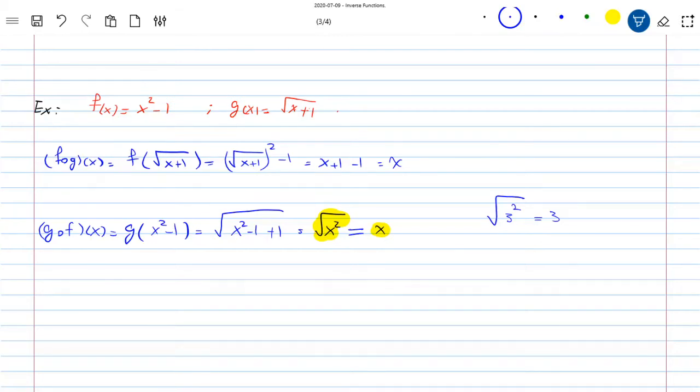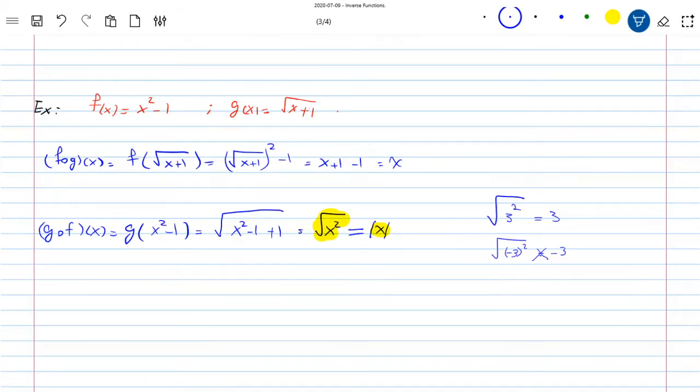The answer is yes. Square root of 3 squared is square root of 9. Is it equal to 3? Yes, it is. How about square root of negative 3 squared? Is that equal to negative 3? In this case, the answer would be not really. Negative 3 squared would be 9, and square root of 9 would be positive 3. So this equality is not true. This is a true statement only if x is positive. So this is not really x. It's equal to the absolute value of x, because you want the outcome to be positive.